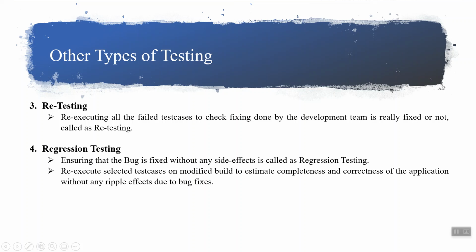But while fixing those defects, there might be some side effects on our build. So at that time we do regression testing, which means we re-execute selected test cases on the modified build to estimate completeness and correctness of the application without any ripple side effect due to bug fixes. So this is nothing but regression testing.